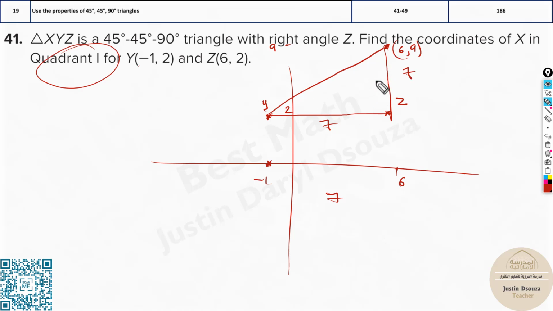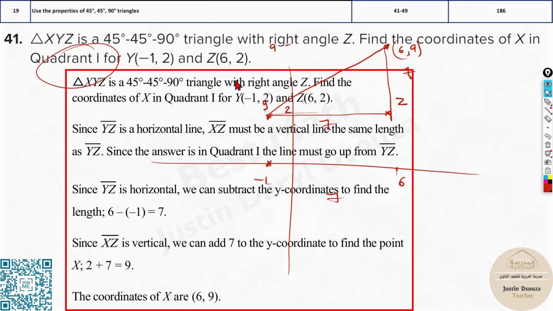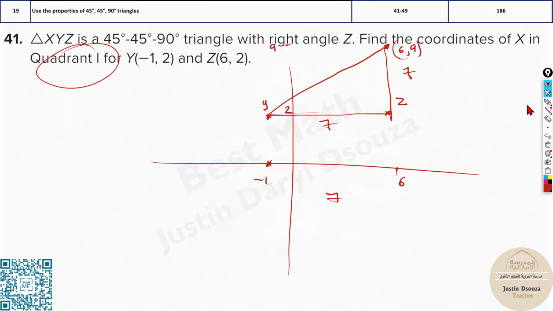Now it's not accurate because it's not to scale. But you can easily tell, since it had to be in the first quadrant, it has to be above. From Z, it must go up. So the x value is 6, and add the same distance, 7, to that, which will be 9. So 6 and 9, you can see the answer is 6 and 9. You don't need to do anything else. I'll just repeat this again. You only have this one side. So let me just take all that off.